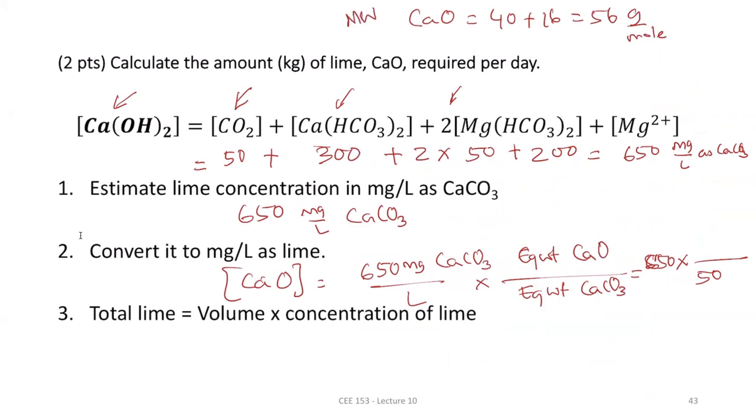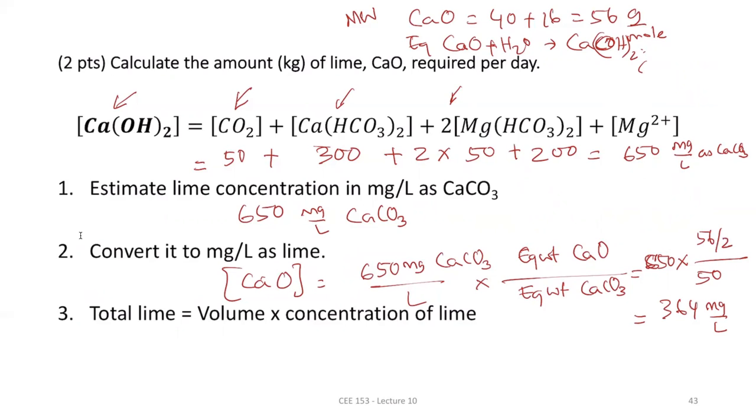If you think of the equivalent of calcium oxide, it has 2 plus, because calcium goes to Ca(OH)2. So it's actually 2 plus. So equivalent weight of calcium oxide is 56 divided by 2. If we put that value, it will be 364 milligram per liter. So that's the concentration of lime required per liter. That's the exact amount of lime concentration.